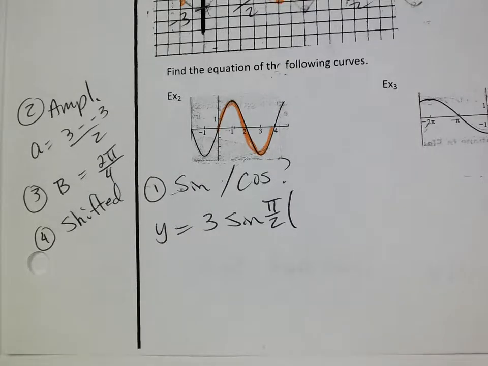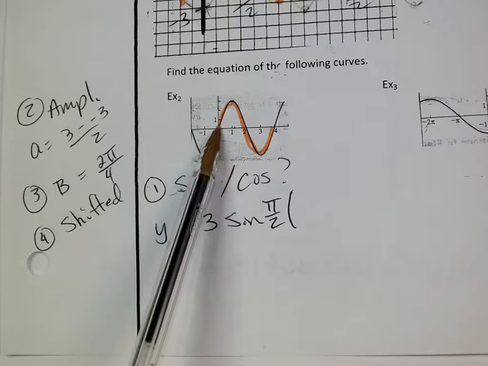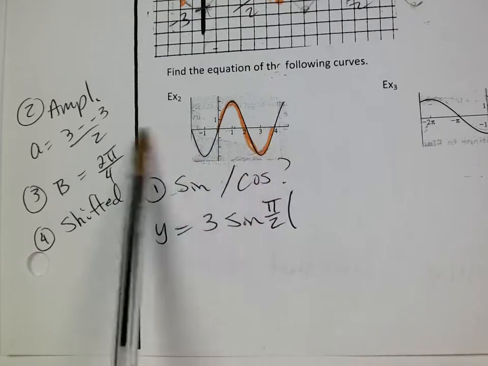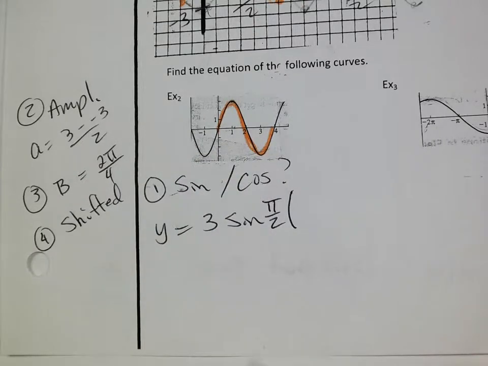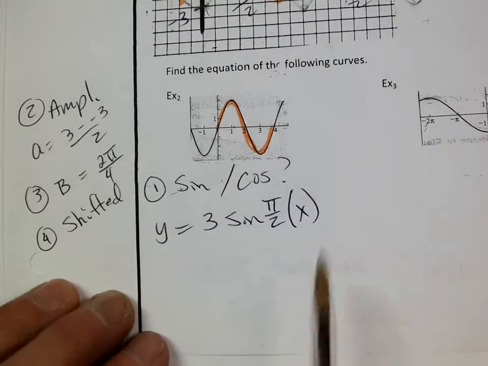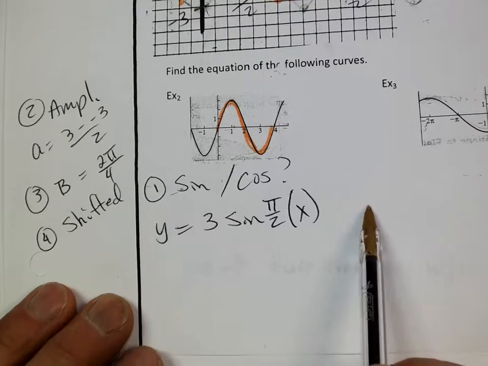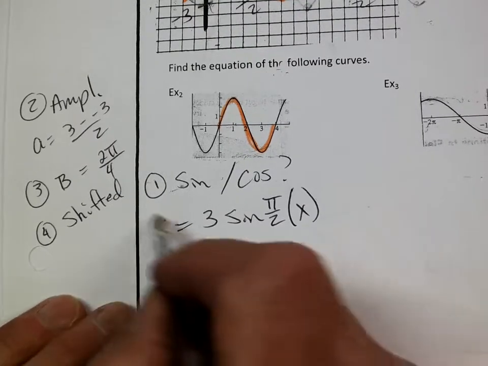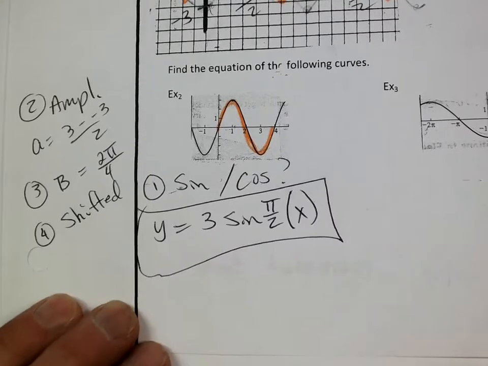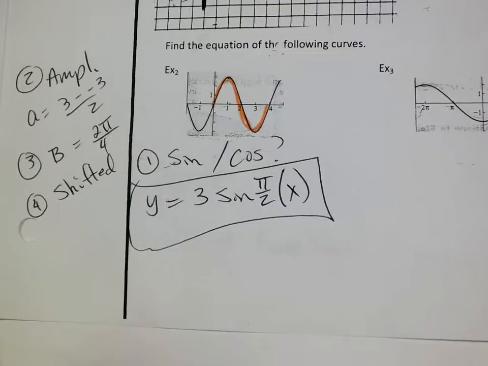Well, sine starts at 0, 0, right? This one hasn't been shifted at all, right? This graph starts right at 0, 0. It hasn't been shifted up or down. It hasn't been shifted back and forth. So I'm going to put in my x variable. I could put plus 0, but that would be kind of a silly thing to do. That is the equation. There's been no shift at all, right? You guys agree? That wasn't too bad. You guys agree? Not too hard?